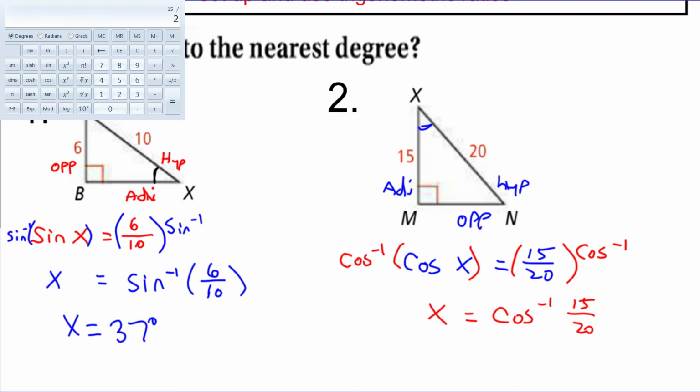So again, on my calculator, 15 divided by 20, right? And then I'm going to apply the inverse cosine. And it's telling me, again, rounded to the nearest whole degree, that would be equal to about 41 degrees.